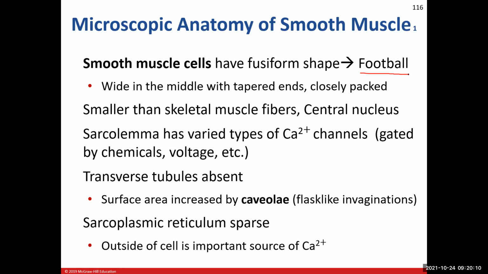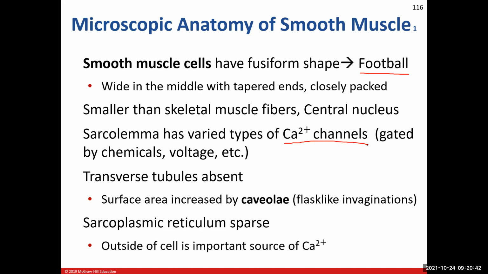Now, what we'll see that's different with smooth muscle cells compared to cardiac and skeletal is that we have a centrally located nucleus and we are missing our sarcomeres. But one thing that we'll notice on the plasma membrane, the sarcolemma, we have different types of calcium channels. Some are chemically gated, some are voltage gated. It depends on what type of stimulus we're going to be utilizing.